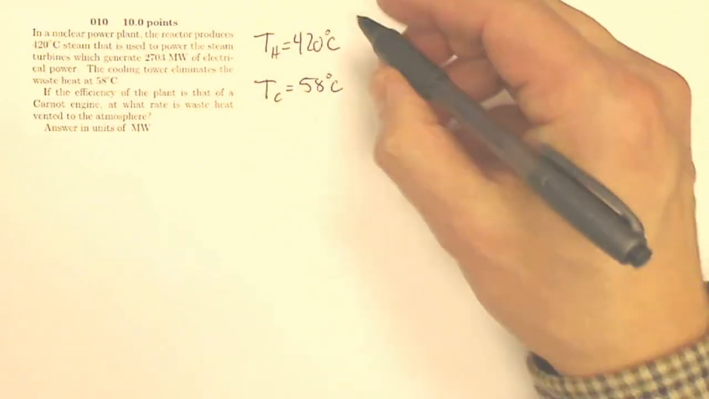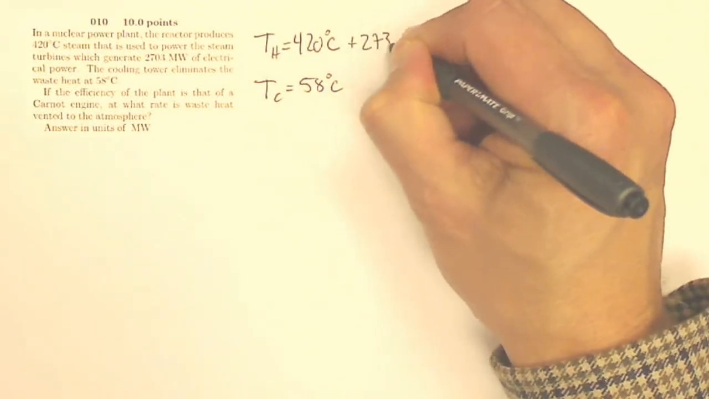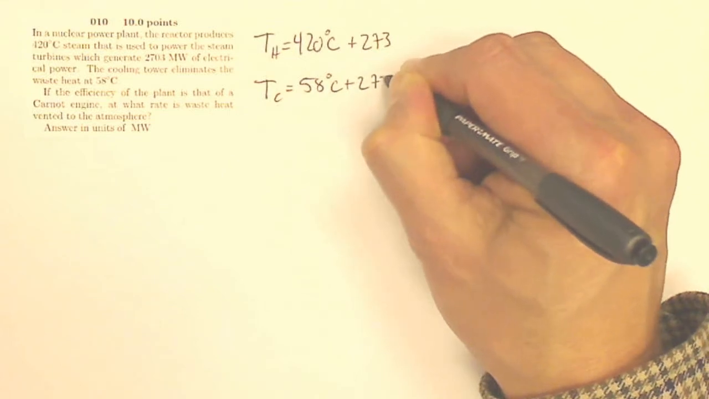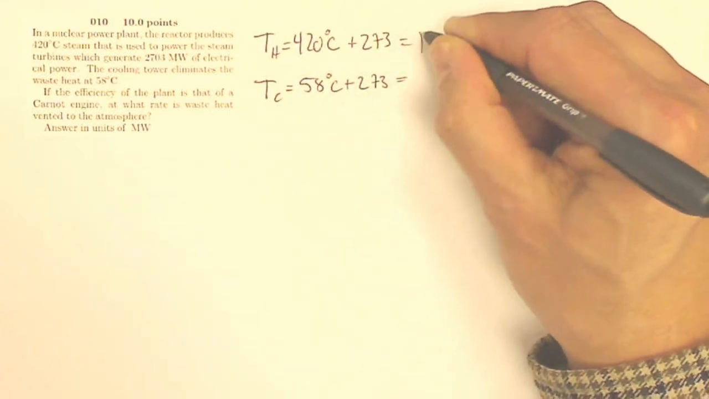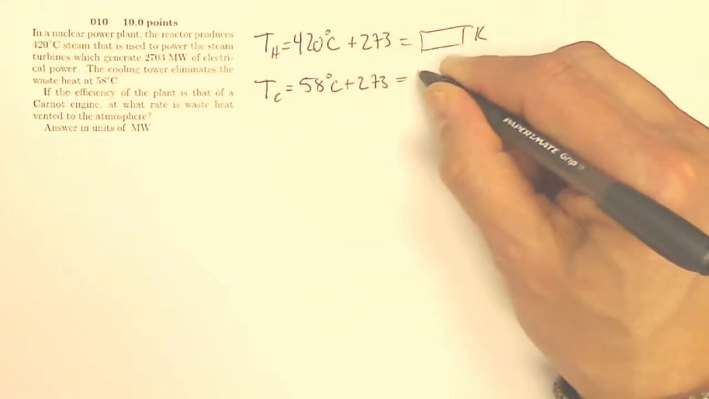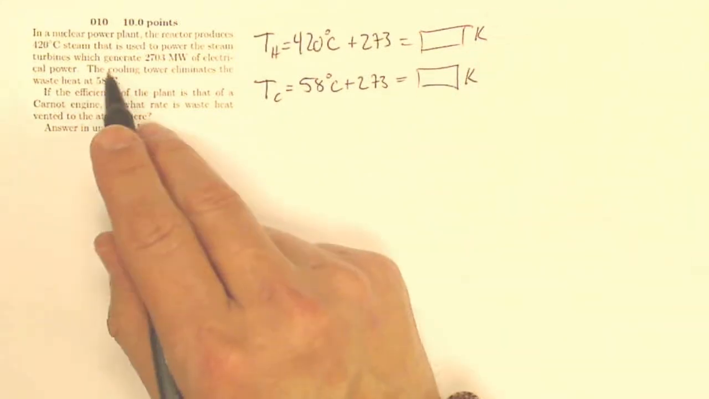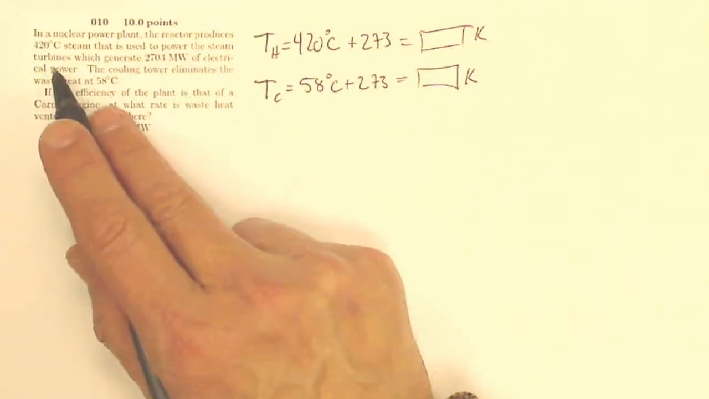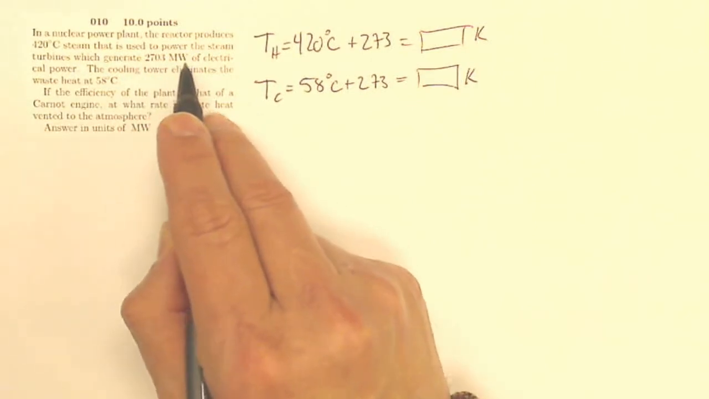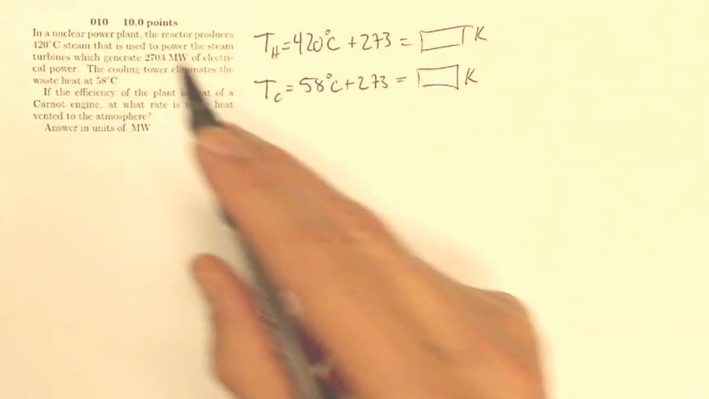Before I do anything, I really should add 273 to each one of those in order to turn it into Kelvin. So I will have a T hot in Kelvin, and I will have a T cold in Kelvin because I have to use absolute temperatures. The power is 2,703 megawatts of electrical power, so that's good stuff.